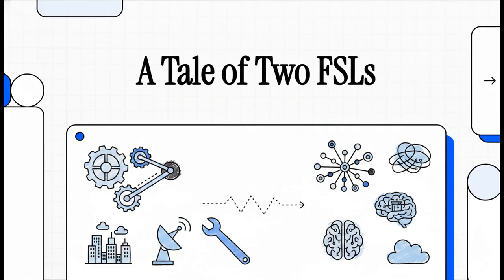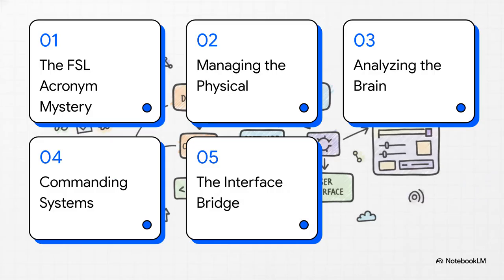Okay, let's just dive right into this. Here's our quick roadmap for today. First, we'll unravel that FSL acronym mystery. Then we'll look at managing the physical world with Salesforce, analyze the digital brain with FMReeb, compare GUI and CLI systems, and finally, build the interface bridge to connect it all together.